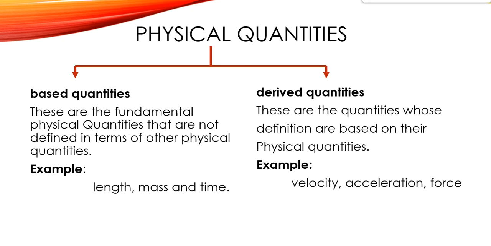And in case of the derived quantities, these are the quantities whose definitions are based on other physical quantities. Like velocity is based on two different units, and in case of acceleration the unit is m s^-2, which means meter per second square. Then we can say that the meter is a unit of length and second is the unit of time. In case of force, we have a unit of Newton, that is kg m s^-2.